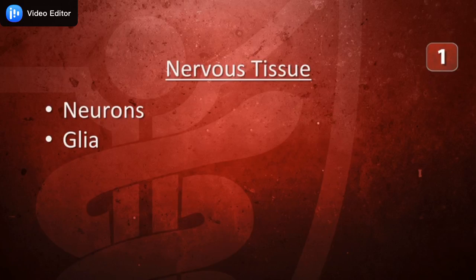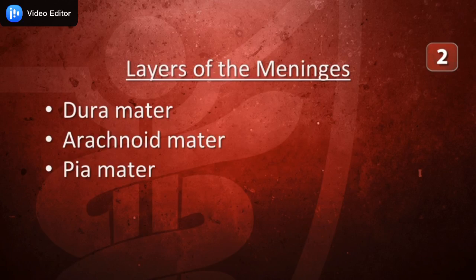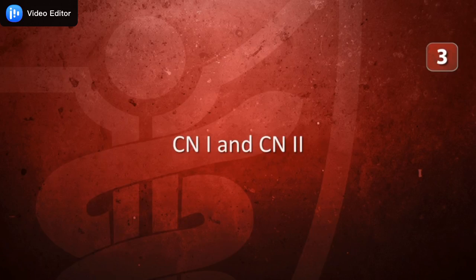Let's get started. First, what types of cells make up nervous tissue? So you have neurons and also glia. Next, what are the layers of the meninges? So you have the dura mater, the arachnoid mater, and the pia mater. Next, which two cranial nerves are extensions of the forebrain? These are cranial nerves 1 and 2.